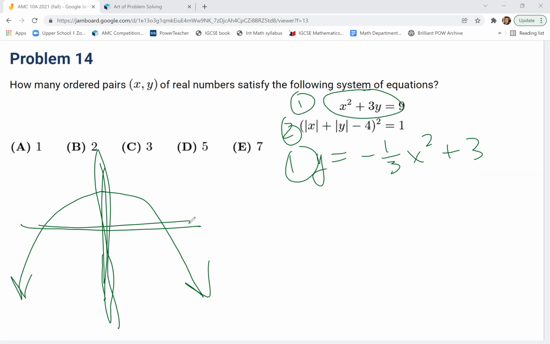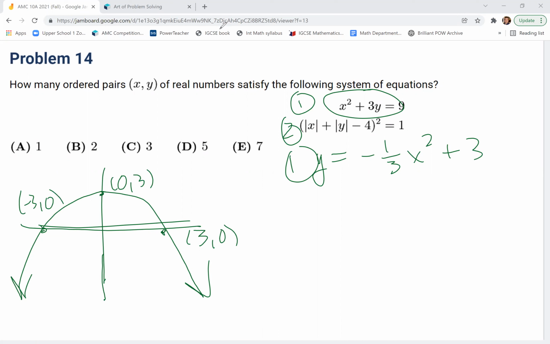It goes through 0, 3, I mean, in terms of x coordinates, it would go through 3 and -3. So this would be 3, 0, and -3, 0. Okay, so we got that.